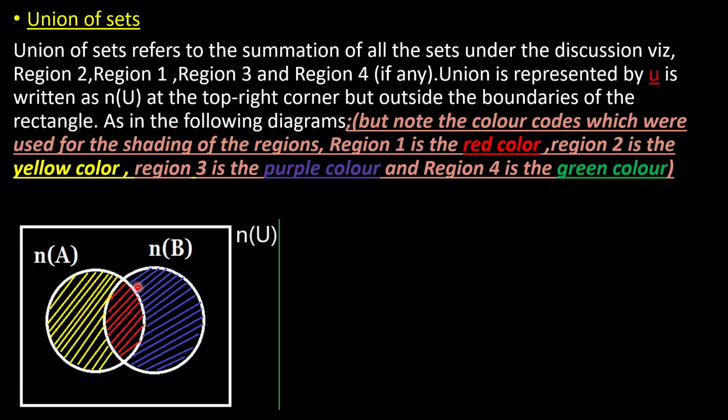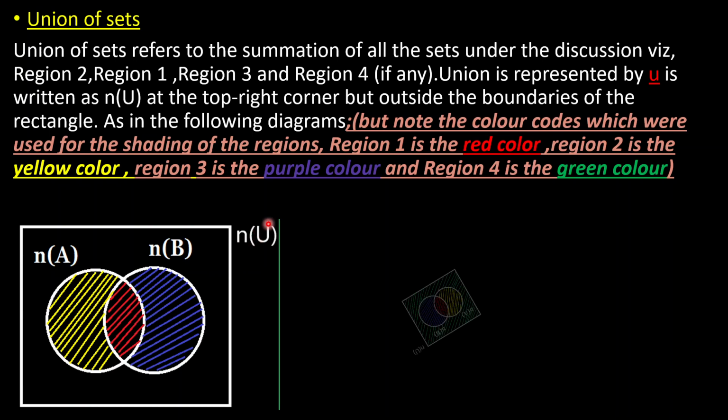So the union of sets, this is how they are represented. So region 2, region 1, which is the red, and region 3, which is the purple color. When you sum all these regions, they equate to the union. Sometimes you may not be given region 4. So region 2 plus region 1 plus region 3 equals the number of union.